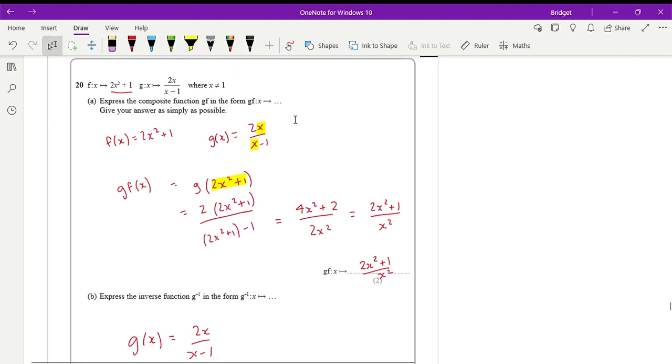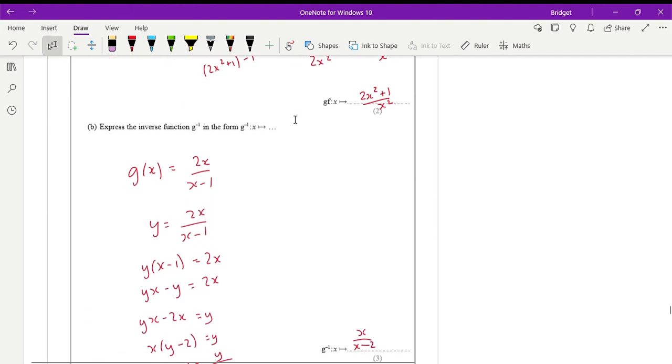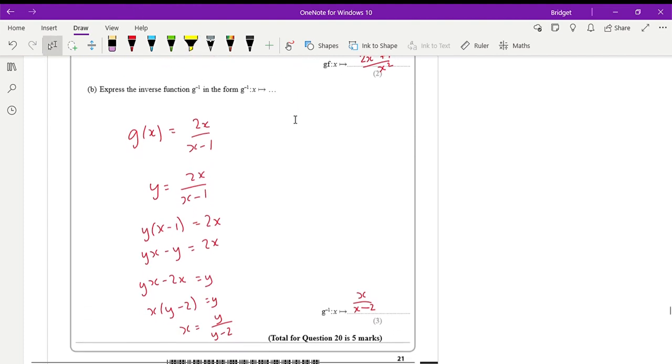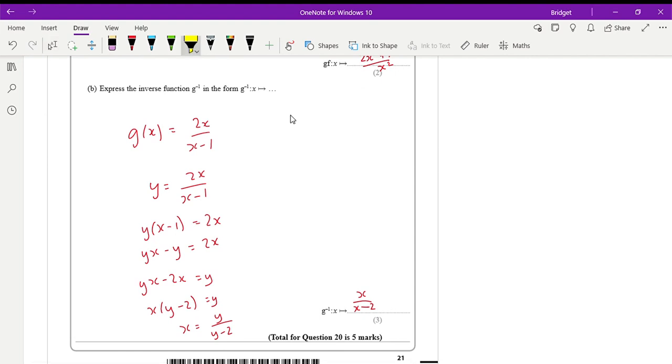For part B, the inverse function is like the reverse function. Now, we did this one way using a function machine, but because we've got an x value here and here, it's going to be really hard to use a function machine. So what I'm going to do is just make g of x y, and I'm going to rearrange this whole equation so I end up with x equals something to do with y instead of how I started, which is y equals something to do with x.